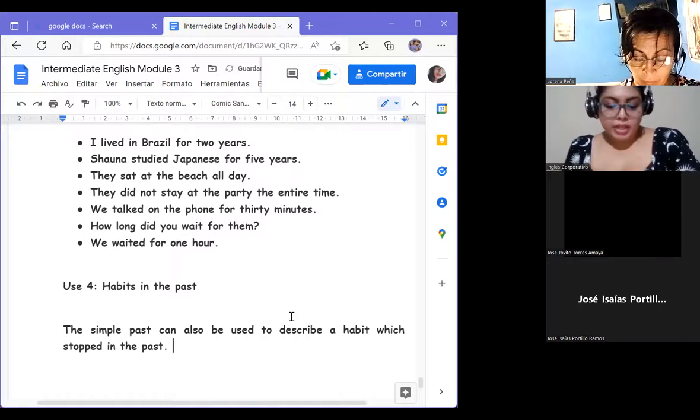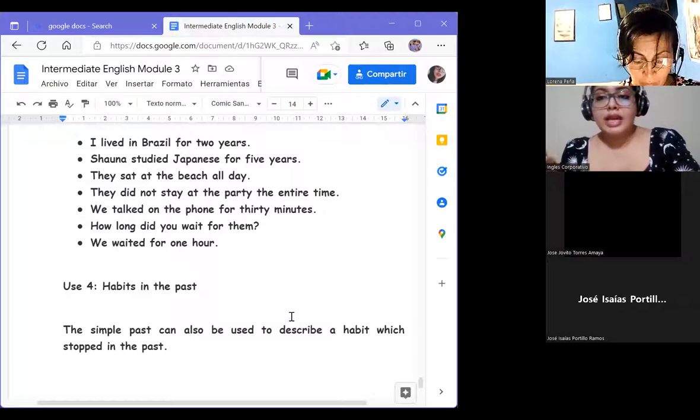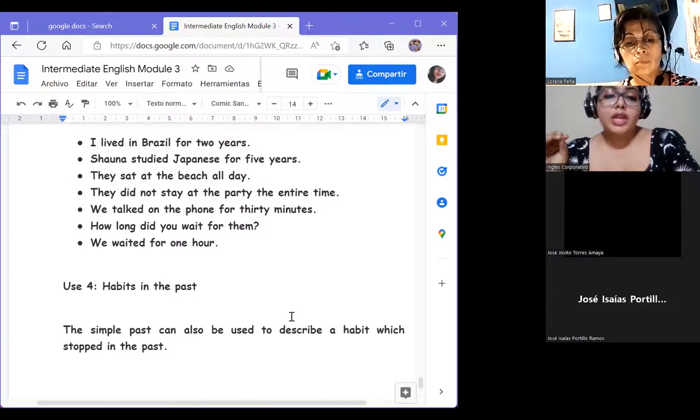To make it clear that we are talking about a habit, we often add expressions such as always, often, usually, never, when I was a child, when I was younger.